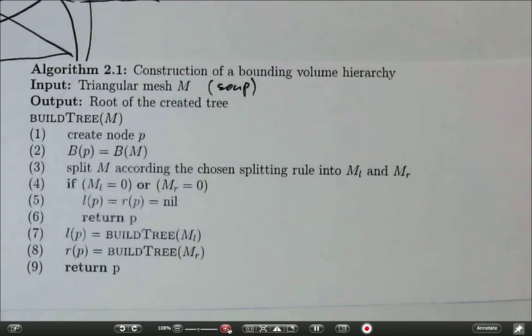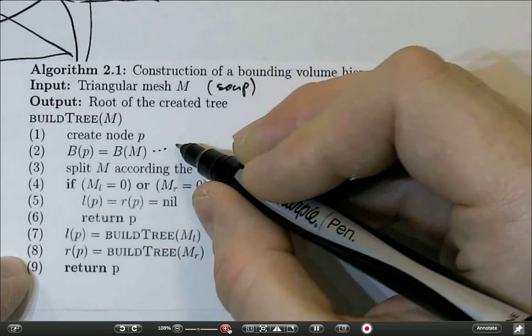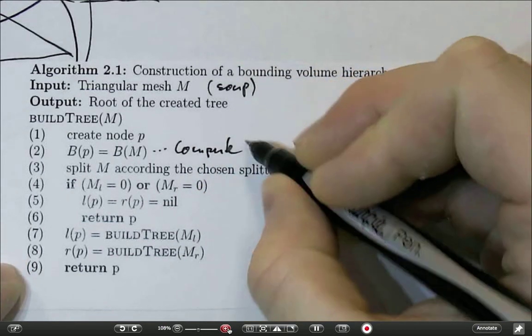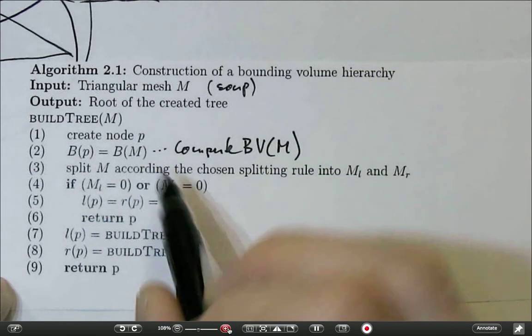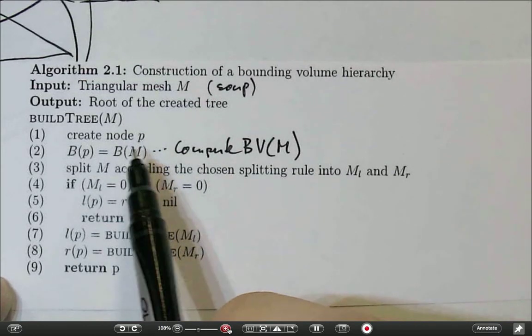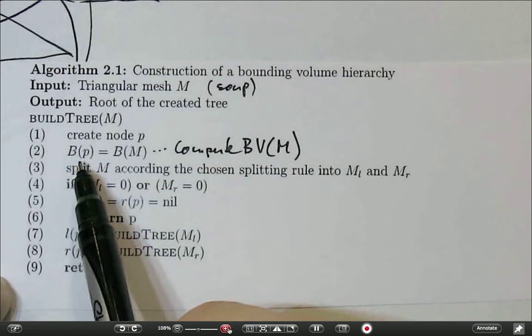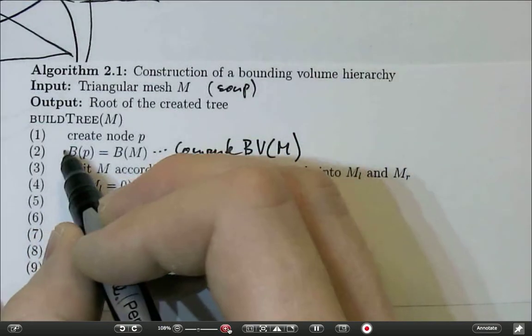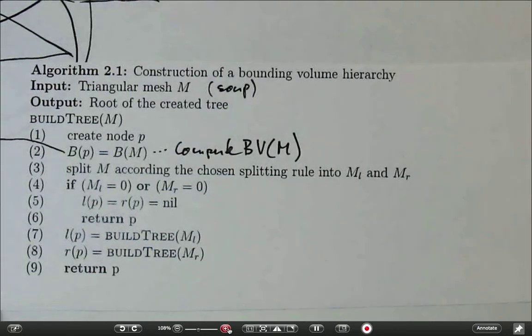What these lines mean is that B(M) means compute BV. So maybe I could write it like compute BV from M. This is what I mean by the capital B of M: compute the actual bounding volume for the geometry of M, for the actual triangles contained in M, and I assign it as the bounding volume of P. You could also write this as P.BV if P is a structure or class that contains a bounding volume. So this is almost like pseudocode really.